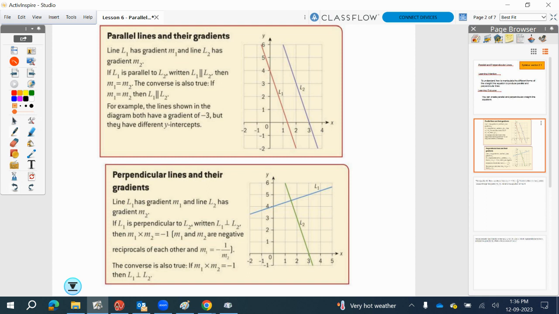If two lines are perpendicular, that means they are at 90 degrees to each other. We can see this in the gradients by this equation here. The product of the two slopes of perpendicular lines is -1. That also means that one is the negative reciprocal of the other. So we will look at this in more detail.